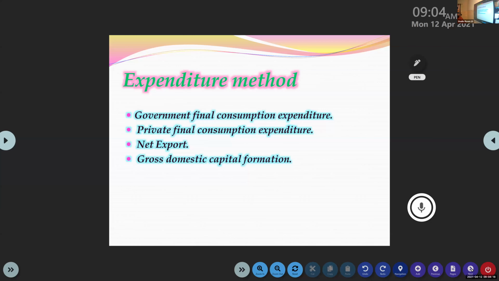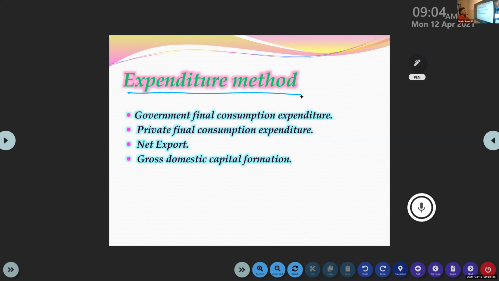Going forward, the third method is the expenditure method. Here, there are four components. First of all, government final consumption expenditure. Government final consumption expenditure.